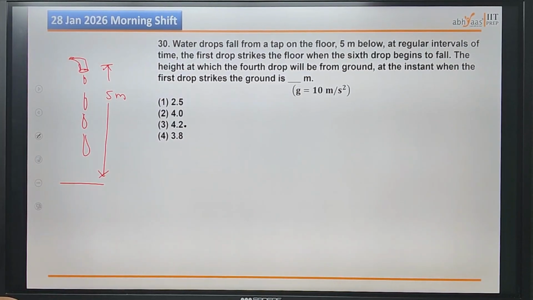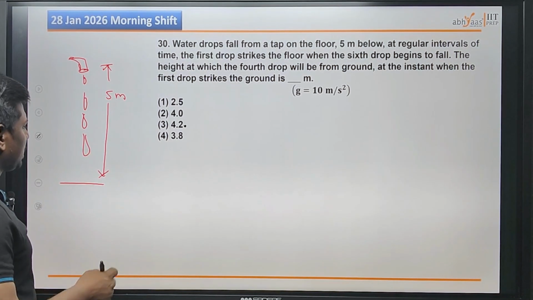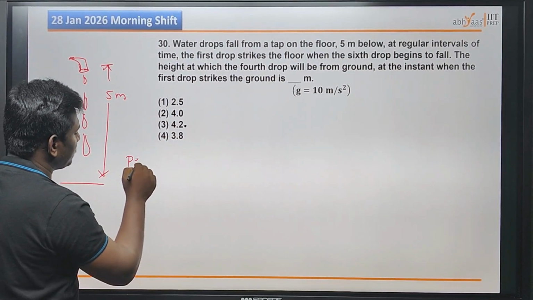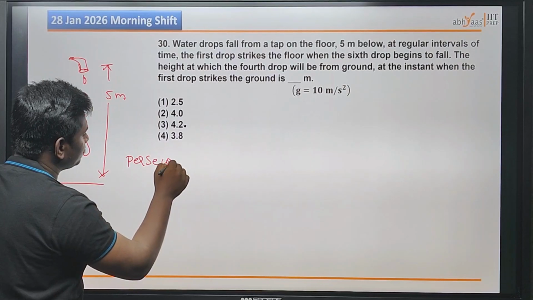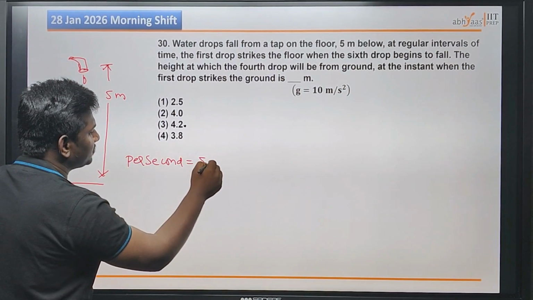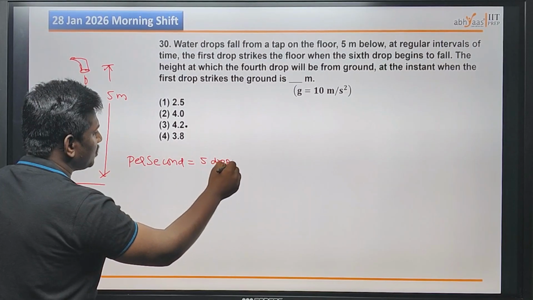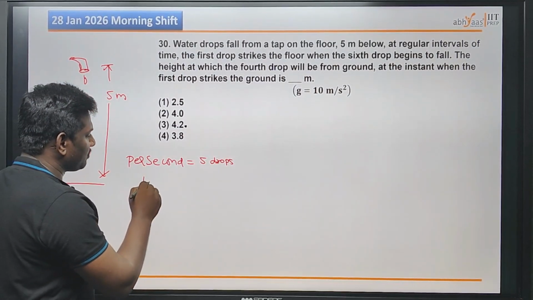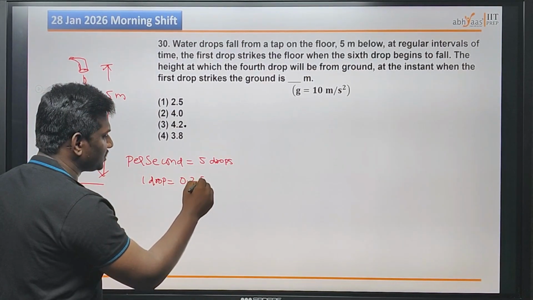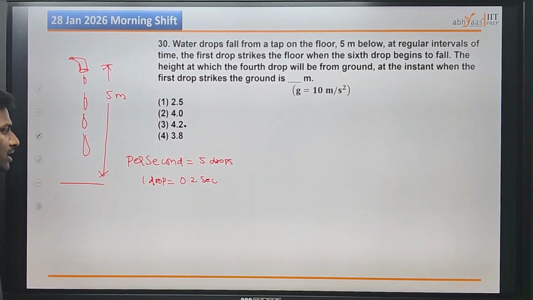So per second, how many drops are we getting? From the question, per second we are getting 5 drops. What is the time for one drop? It is nothing but 0.2 seconds.